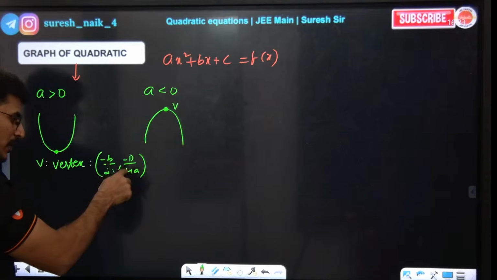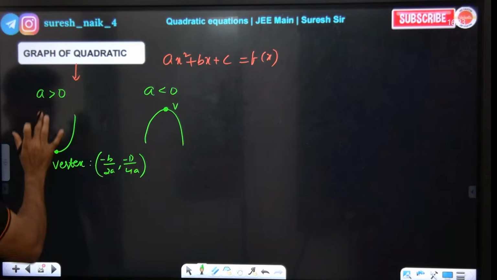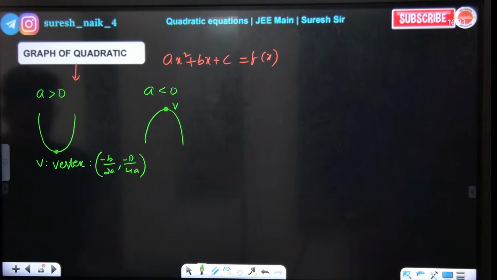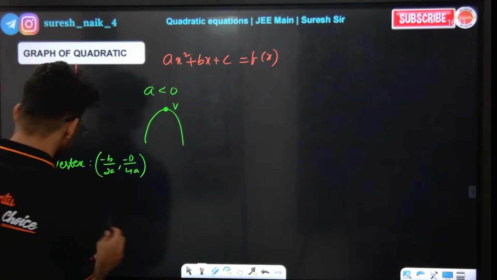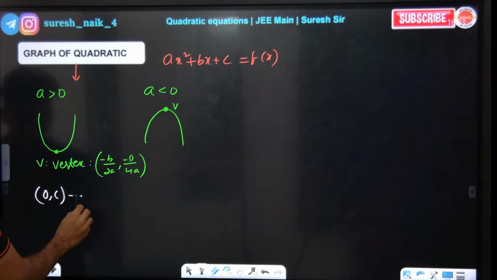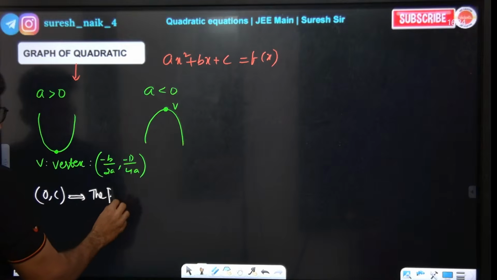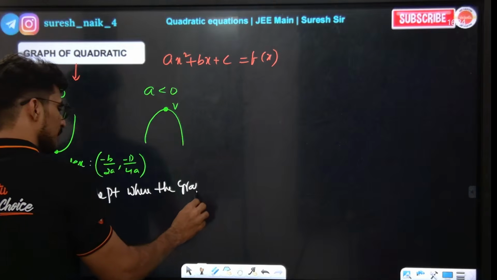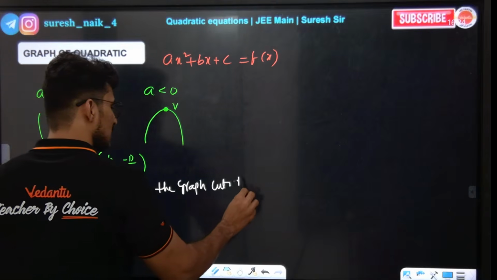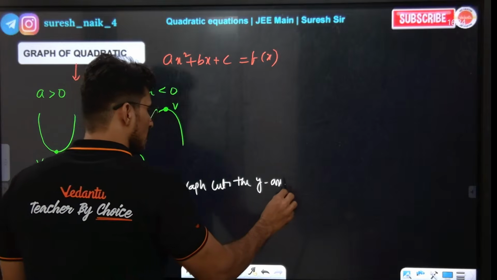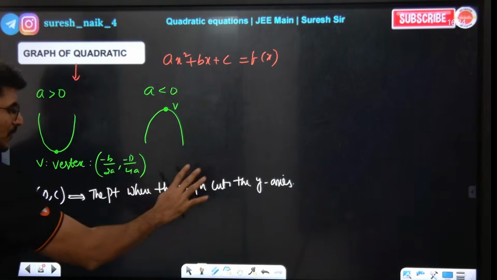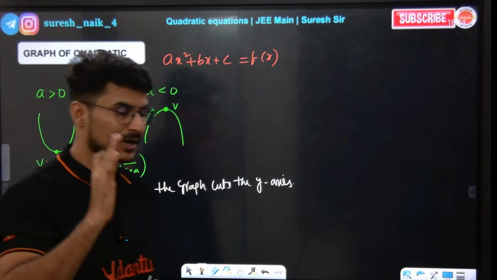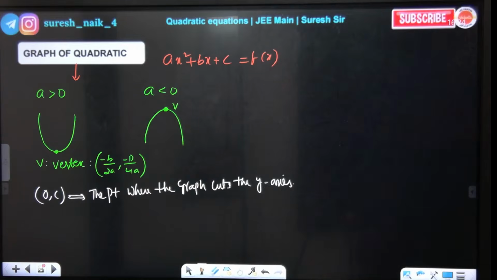So find the point by applying the formula. One point is: A positive means upward, A negative means downward. So that is the vertex of the parabola. There is another point, for example, the point (0, c). What is c? The point where the graph cuts the y-axis. Are you getting the point? Yes, sir. So (0, c) is nothing but the point where the graph cuts the y-axis. These are the main points we all should know.